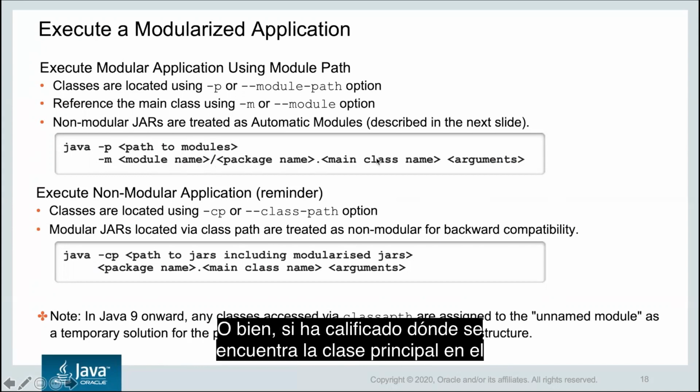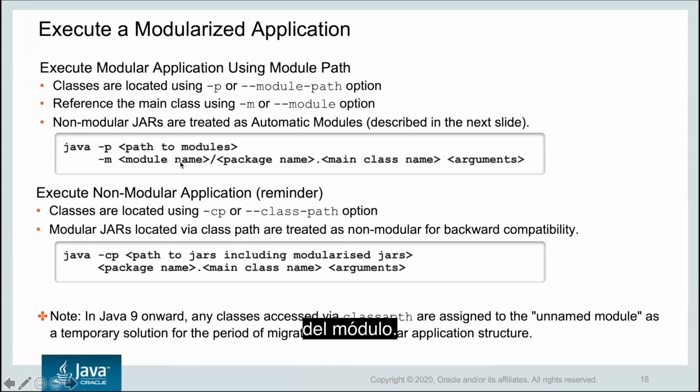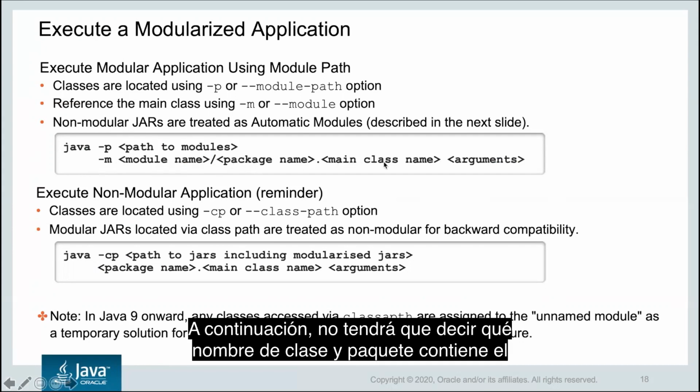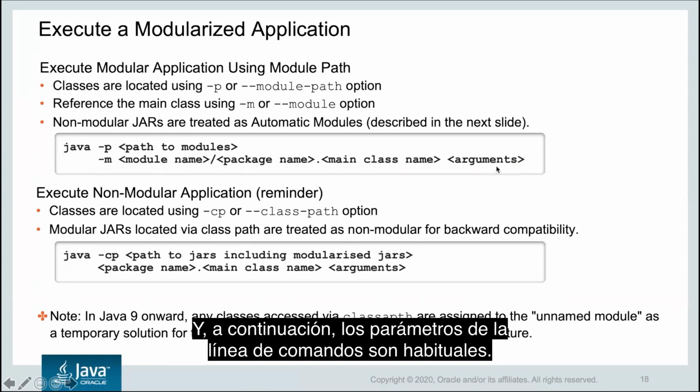Or if you qualified where the main class is in the module, if you use that qualification, then you can just do -m and the module name. Then you don't have to say which package and class name contains method main if the module already contains that information. And then command line parameters as usual.